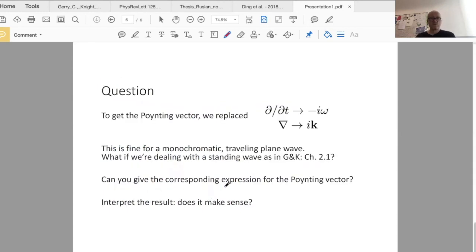So, one question about this video. We replaced the time derivative and spatial derivative by omega and k to get the Poynting vector, which works fine if we have a traveling plane wave. But now let's consider a standing wave, like in chapter 2.1 of Gerry and Knight. Can you give the corresponding expression for the Poynting vector? So what is the Poynting vector of a standing wave? And then when you found it, please interpret the result. So ask yourself, does it make sense? Is this what I would expect for the Poynting vector of a standing wave?